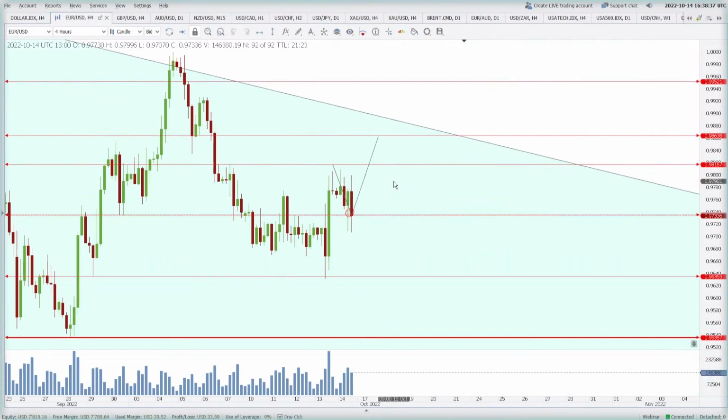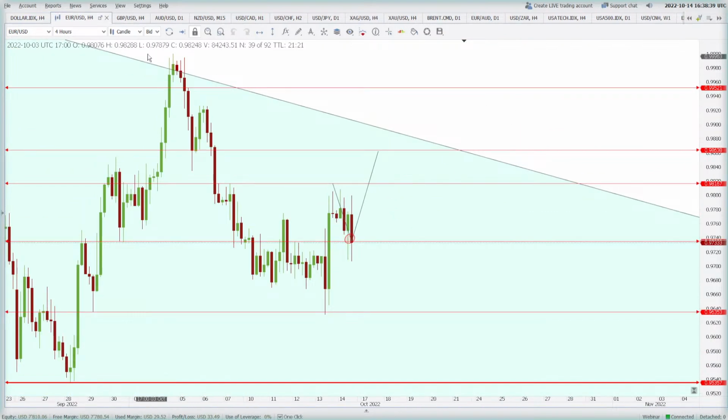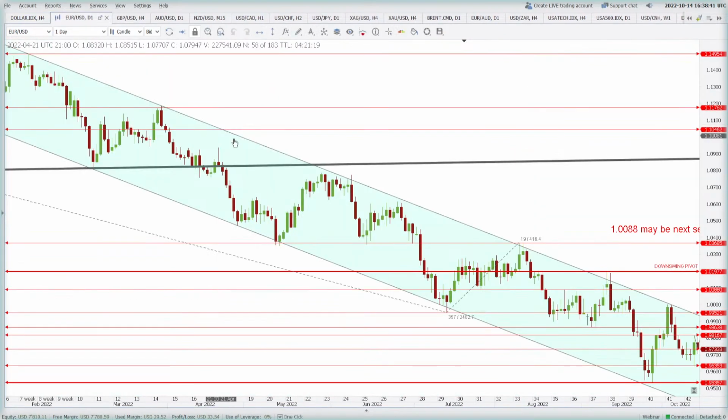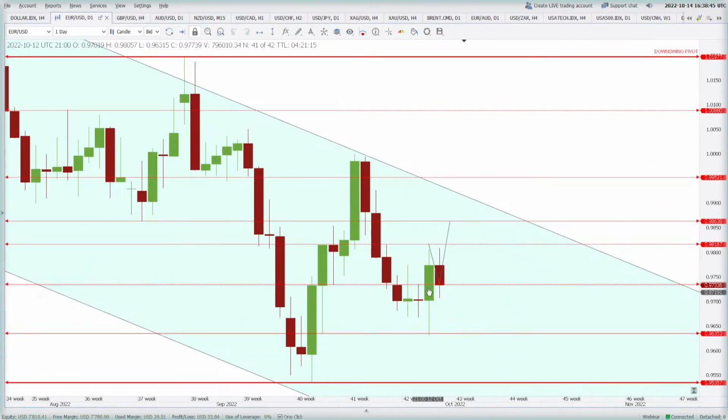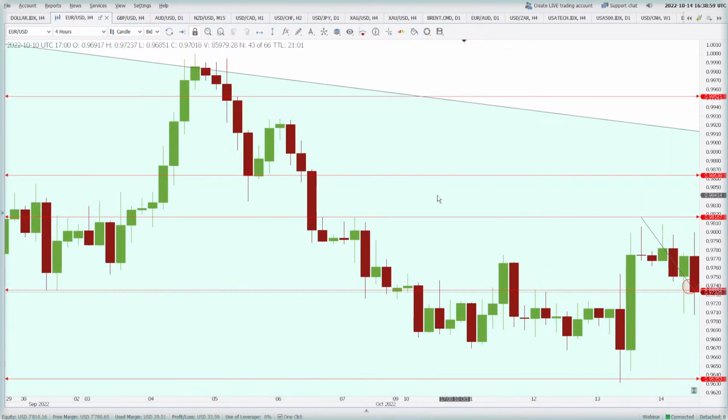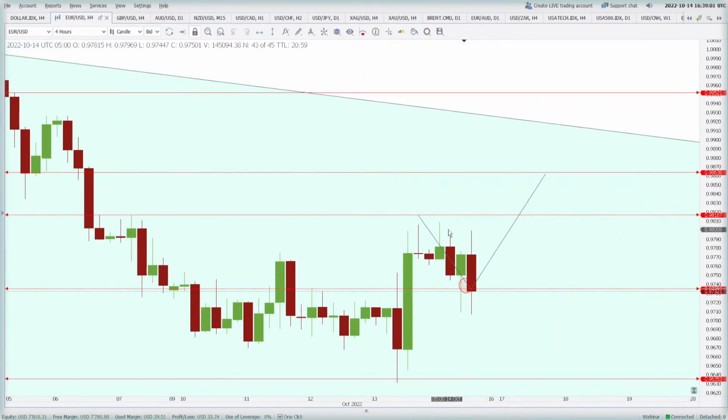All right, now how is it affecting the euro? Well, let's switch to the daily. Yesterday I closed above the important resistance of 0.9735, then 0.9816 is what we were targeting here. And today we tried to go there, but we eventually failed.